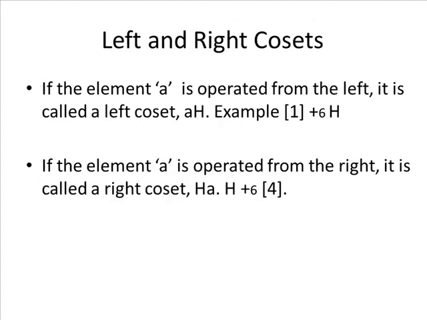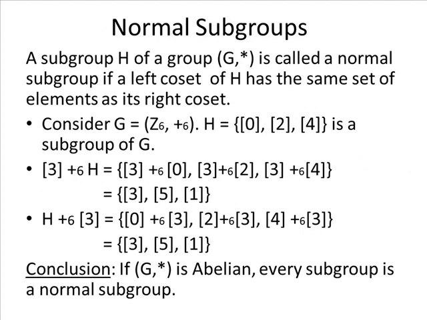So we give special names to these two different kinds of cosets. We call them the left and the right cosets. If the element is operated from the left, it's called a left coset. Example, that's what we saw. And at the same time, if the element is operated from the right, it's called a right coset. We also saw an example for that. Now with this, we are ready to define the idea behind a normal subgroup.